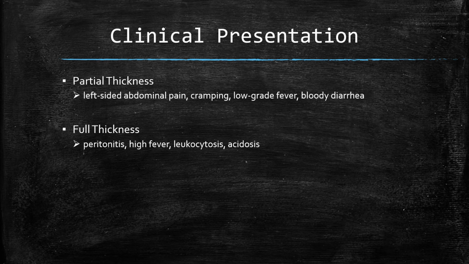The clinical presentation is dependent on how much of the bowel wall is involved. For patients with partial thickness disease, the typical presentation is a left-sided abdominal pain, often cramping. There can be a low-grade fever, and bloody diarrhea is characteristic. If someone has full thickness disease, then they'll have peritonitis. They may well be febrile. They'll have a leukocytosis and a lactic acidosis.